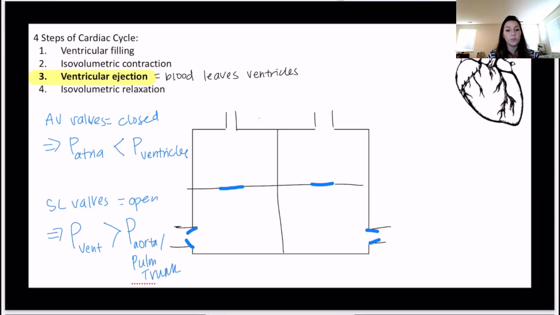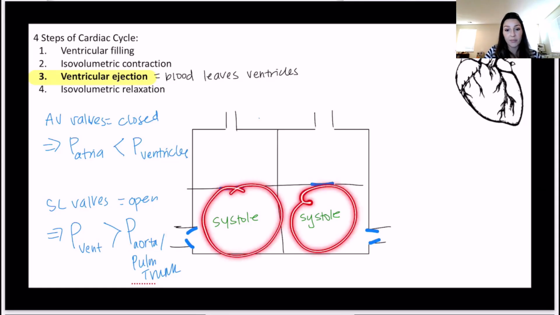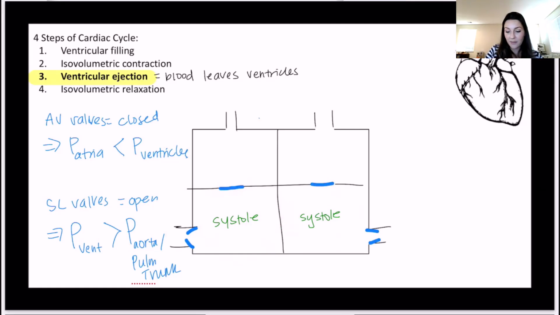Why does the ventricular pressure rise? It's because the ventricles are contracting. The ventricles are in systole. When the muscle contracts, that makes more pressure in that chamber. When the pressure rises, because we're shrinking that chamber by contracting it, that forces these valves open. The pressure in the ventricles then surpasses the pressure of that great vessel leaving the ventricle. So pressure opens valves as long as the valve allows, and in this case, the semilunar valves are allowed to open.